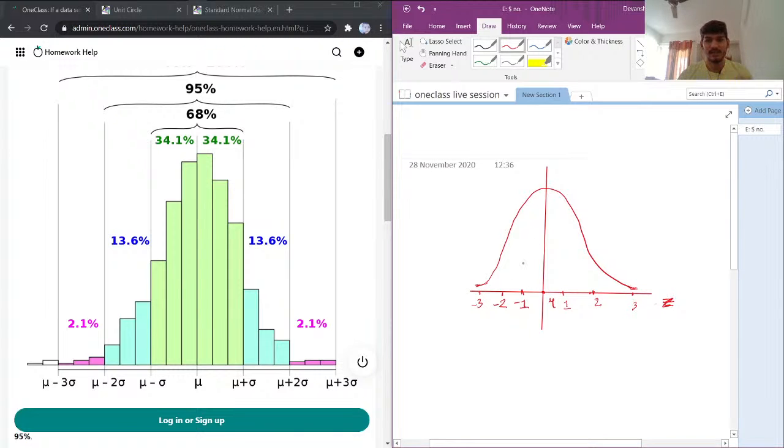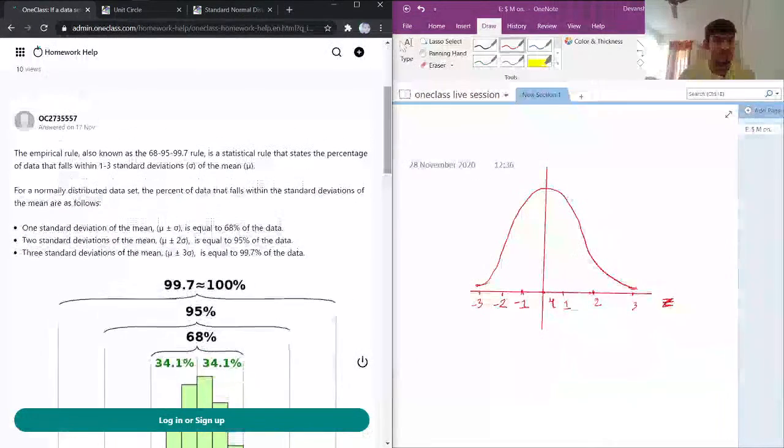Keep one thing in mind, that this whole curve is symmetric about this axis. In my figure it is not looking symmetric or equal, but the area on this side is equal to the area on this side of the curve. So these are the values of standard deviations, or sigma, and here we have the normally distributed curve.